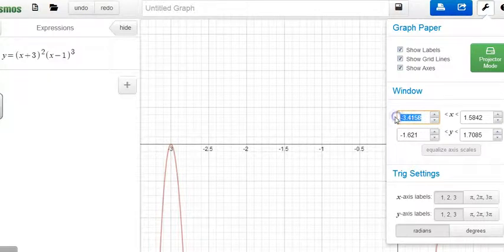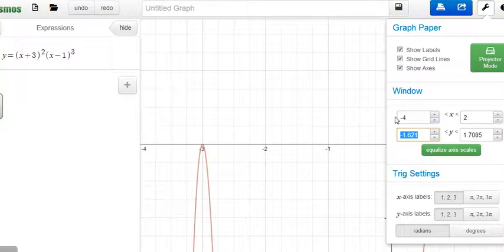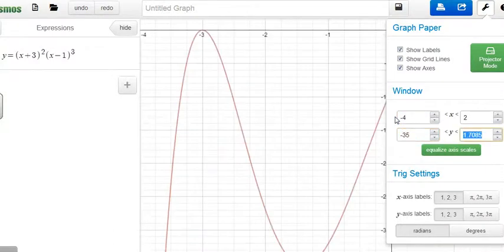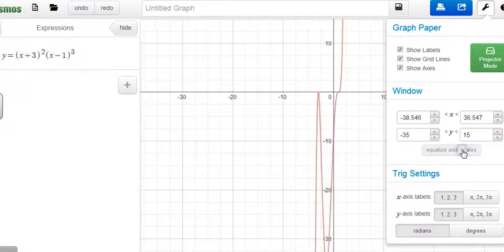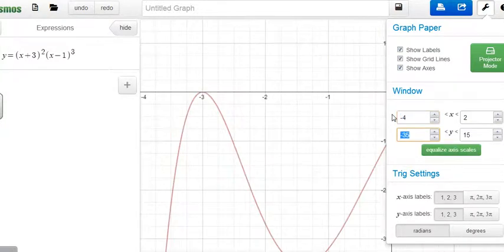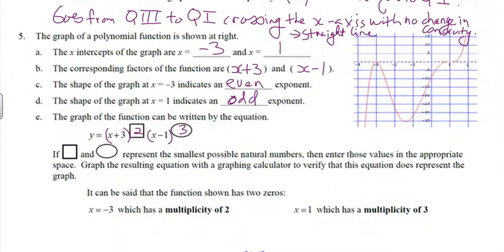-4 to 2. And what was it? -35 to 15. And I don't want to equalize the scales, so we'll go back. -4 to 2. All right, there we go. Get rid of this. Okay, does that look like what you got? Close enough. Don't waste our time.